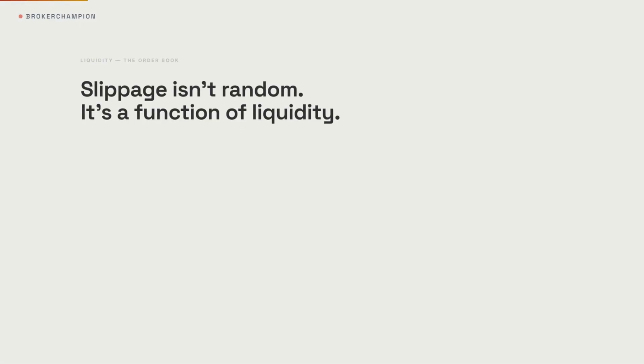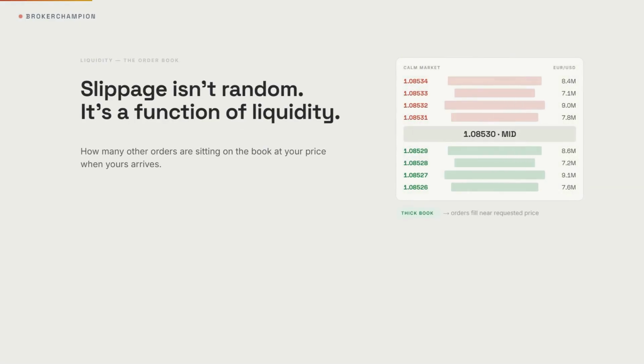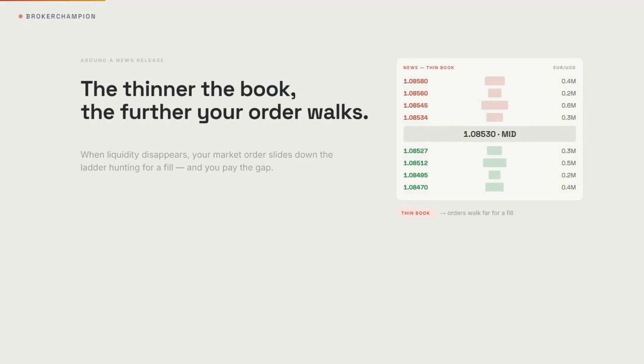And here's the part most people miss. It's not random. It's a function of liquidity. How many other orders are sitting on the book at your price when yours arrives? In calm markets, plenty. Around a news release, almost none. The thinner the book, the further your order walks to find a fill.